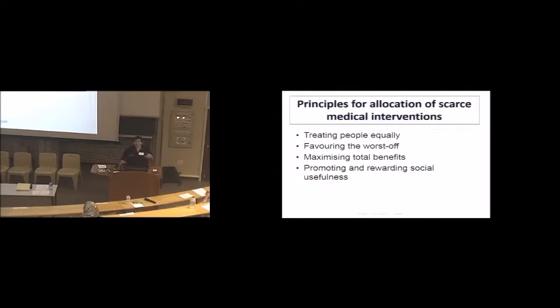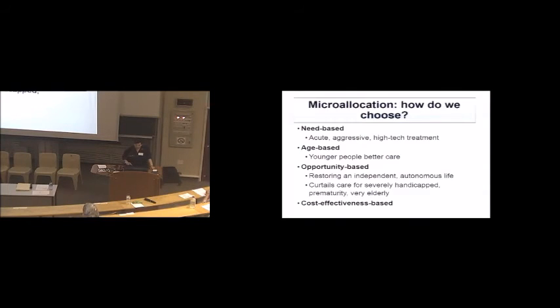Some of the criteria that we can look at to decide to whom we should allocate scarce medical resources would be: you can either treat people equally, or you can favor the worst off, or you can maximize total benefits, or you can promote and reward social usefulness, so people that are seen as having good character or important people in society. How do we choose between patients? There are lots of different societal values that have been explored, and I've just mentioned a few here.